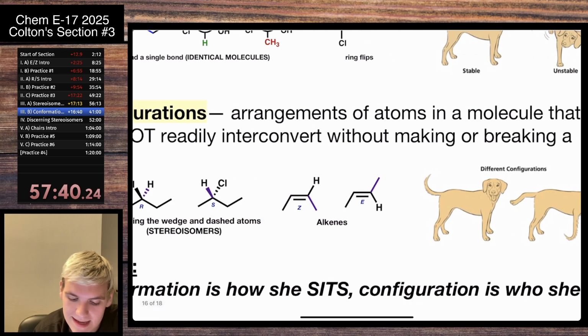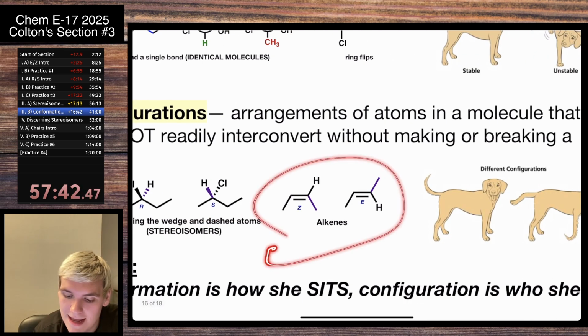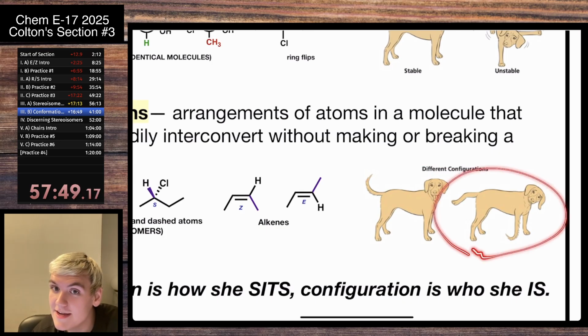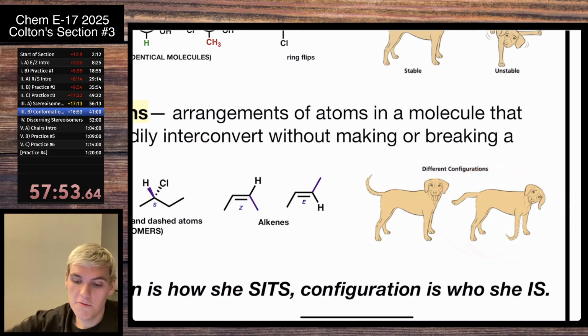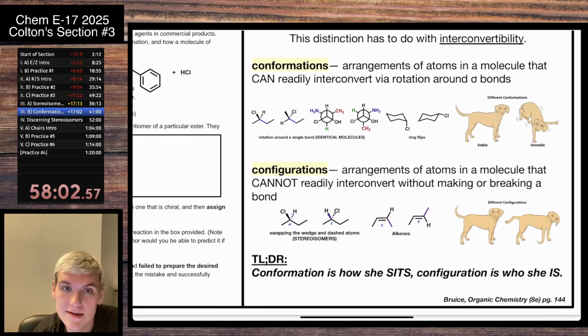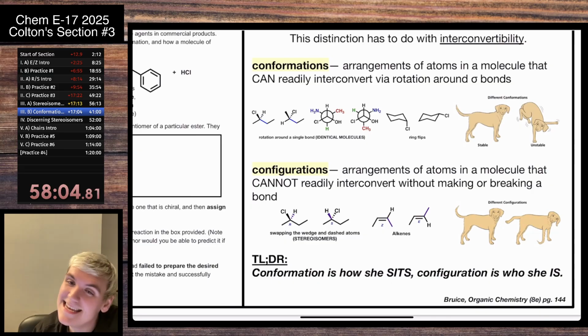And here, E and Z are the same thing. In our dog metaphor, this is our good dog Spike. This is an alien that has invaded. It's a different configuration of Spike, but it is certainly not Spike. It is something else. Whereas in this case, they're both Spike, but in one of them, Spike is calm and stable, and in the other, Spike is not doing great. Upshot, the TLDR: conformation is how she's sitting. Configuration is who she is. So, the actual identity of the molecule versus just how it's sitting.